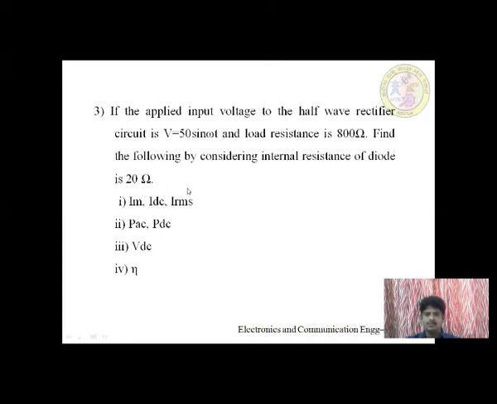In some problems, they will say to consider the diode as ideal, then we won't consider any resistance for it. But in this, they have mentioned the internal resistance of 20 ohm. These are the things to calculate: IM means maximum current, IDC means DC current, IRMS means root mean square current, PAC means AC output power, PDC means DC output power, VDC the DC voltage, and eta the efficiency. Just think what prerequisites are required to solve this problem and how we can proceed. Then we will continue.